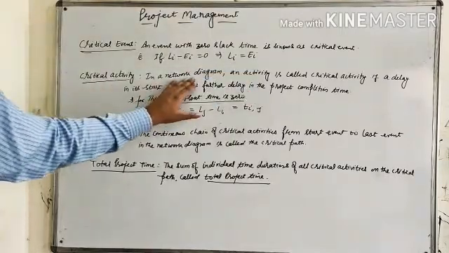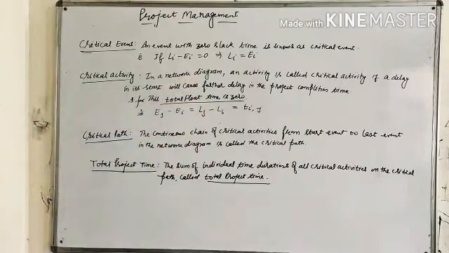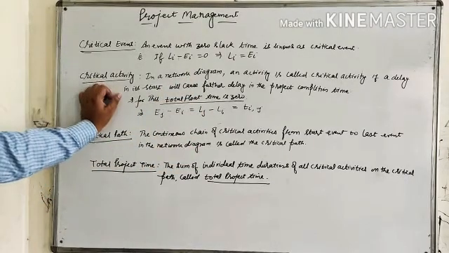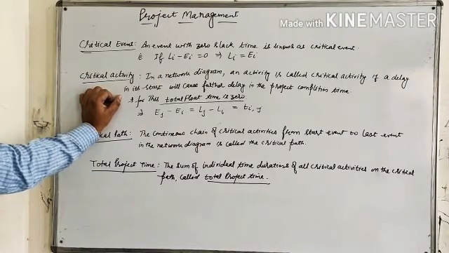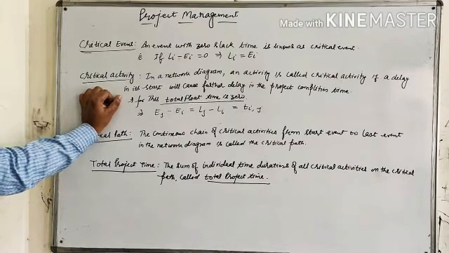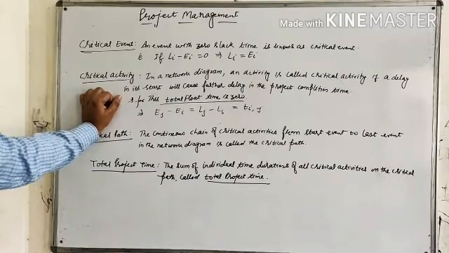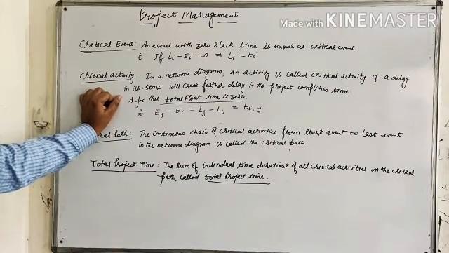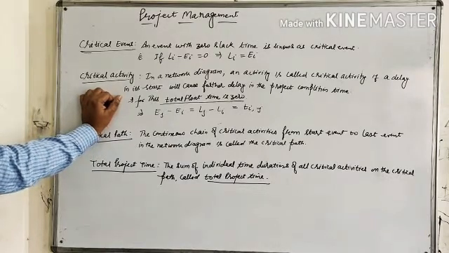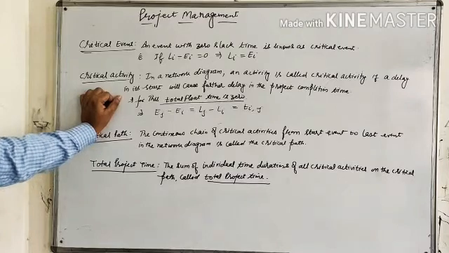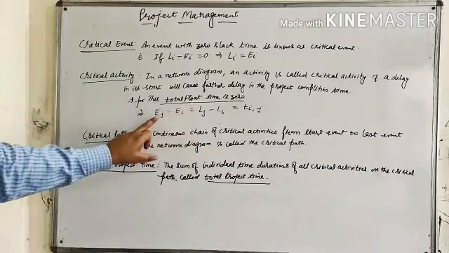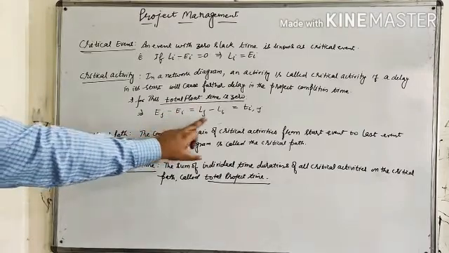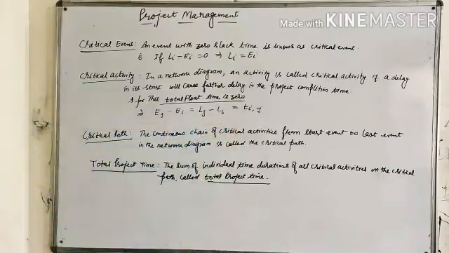Critical activity. In a network diagram, an activity is called a critical activity if a delay in its start will cause further delay in the project completion time. इसको ऐसे समझिए जैसे एक ट्रेन है, अगर वो डिले होना शुरू हो जाए किसी एक प्लेस से, तो क्या होगा, उसकी सक्सीडिंग जितनी भी ट्रेन होंगी उसके बाद वाली, वो भी उसकी वजह से डिले होनी शुरू हो जाएंगी उस पर्टिकुलर पाथ पर. So for this, total float time is 0. That is, Ej minus Ei equals Lj minus Li, which equals Tij.